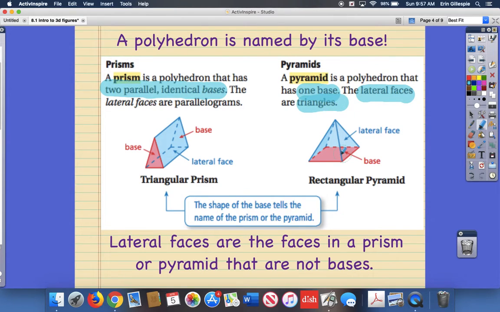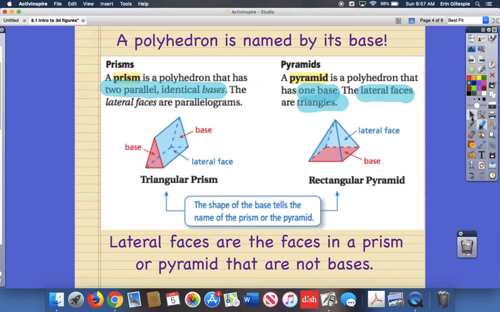We name pyramids for their bases as well. So a pyramid could have a rectangle as a base. It could have a triangle as a base. It could have a pentagon, a hexagon, an octagon. But the key thing is that pyramids have all triangles as their lateral faces and then 1 singular base. That could be any 3D shape, or sorry, any 2D shape.